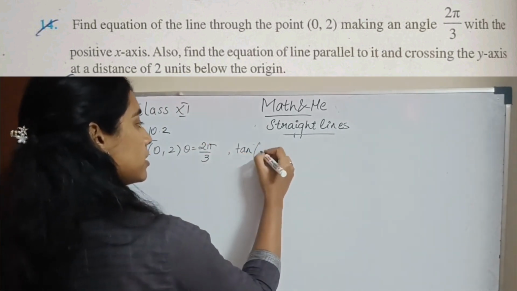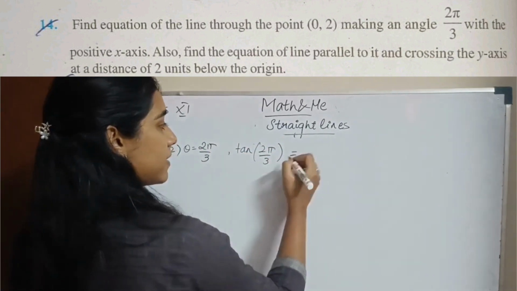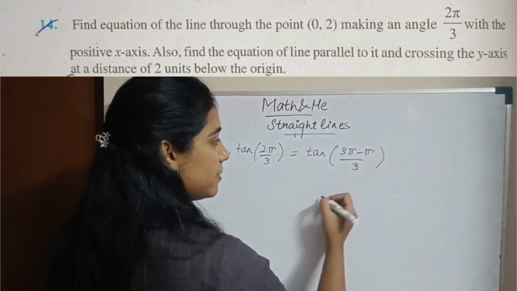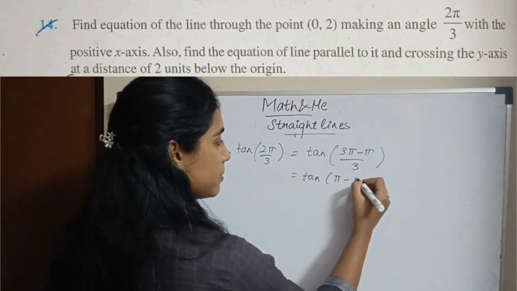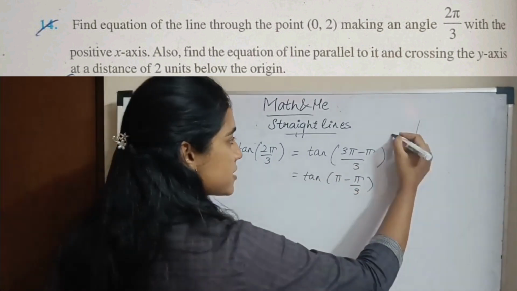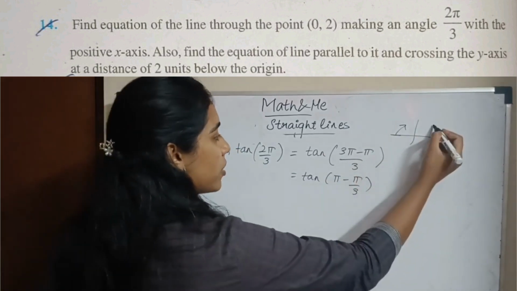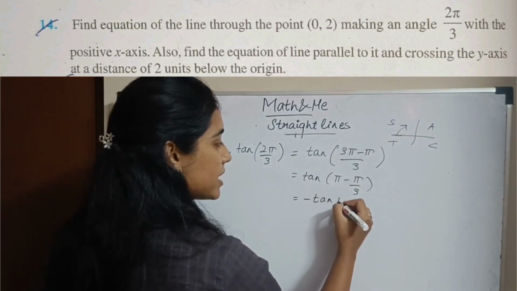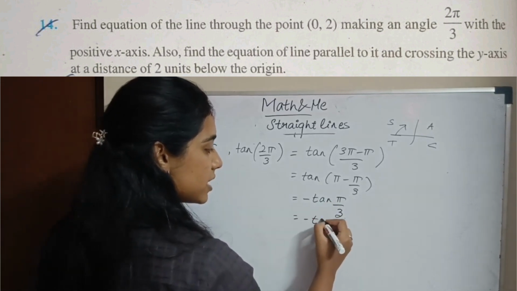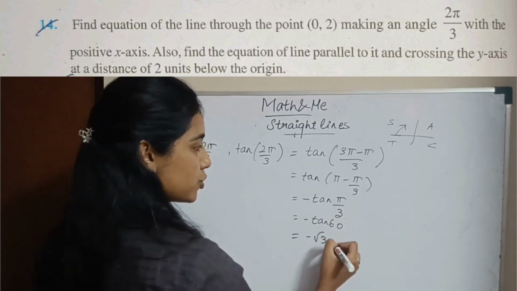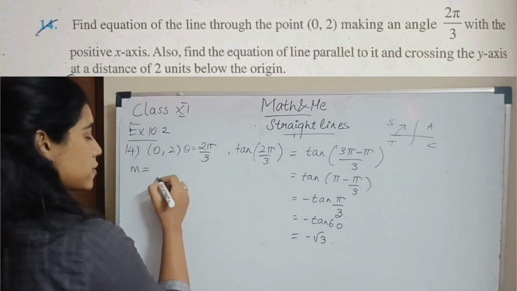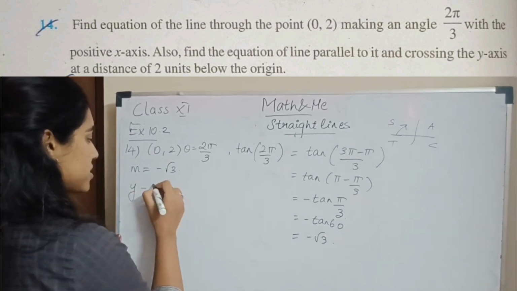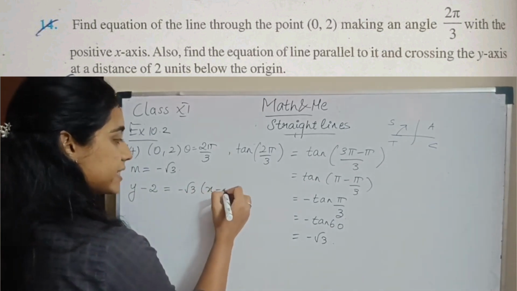So tan 2 pi by 3 is nothing but tan of (pi minus pi by 3). Pi minus pi by 3, meaning it is in the second quadrant, all silver tea cups. So the tan is negative. So what do you get? Minus tan pi by 3, which is minus tan 60, which is minus root 3. So what is your slope? Your slope is minus root 3. So you have a point and a slope. So what is your equation? y minus y naught equals slope times x minus x naught.